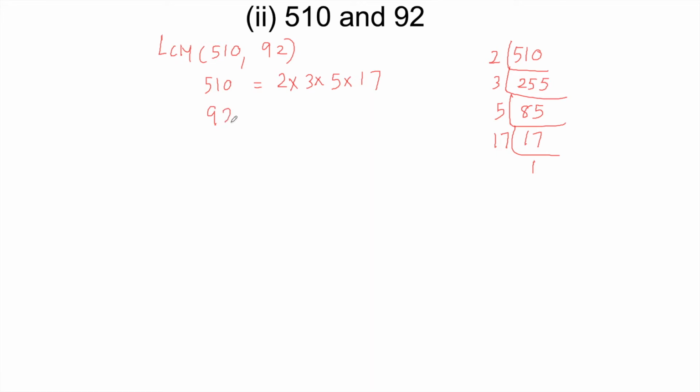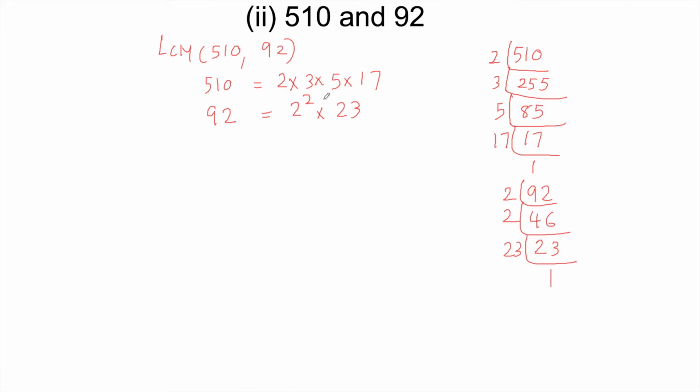Then consider 92. 92 by 2 is 46. 46 by 2 is 23. 23 is a prime number and it will go in the number itself and 1. So 92 we can write as 2 square into 23.